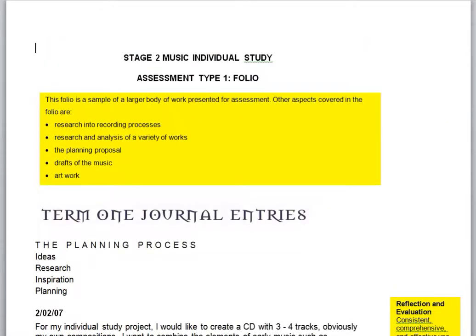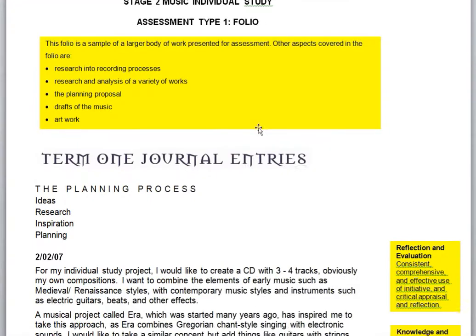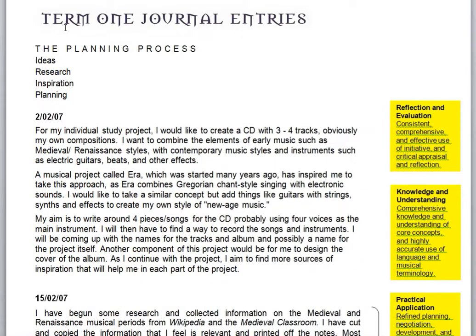So we'll just unpack that a little bit. You can see that they've obviously got a title. They put what the assessment type is, Folio. They put that in. So this is a Turn 1 journal entries. And what they've done is they've begun documenting. So you can see that whenever they've done anything, and sometimes it's not every day, this person went from the 2nd of the 2nd up to the 15th of the 2nd without really doing too much. But he's documented everything that's gone on.